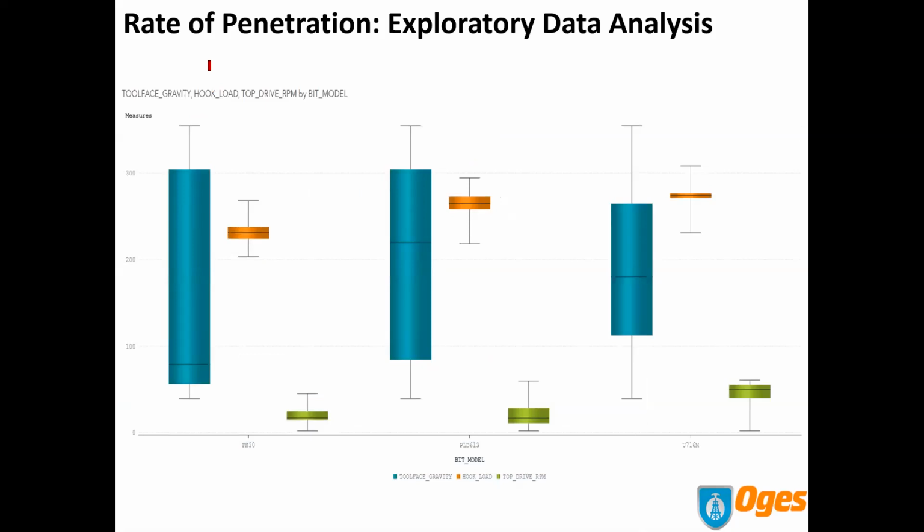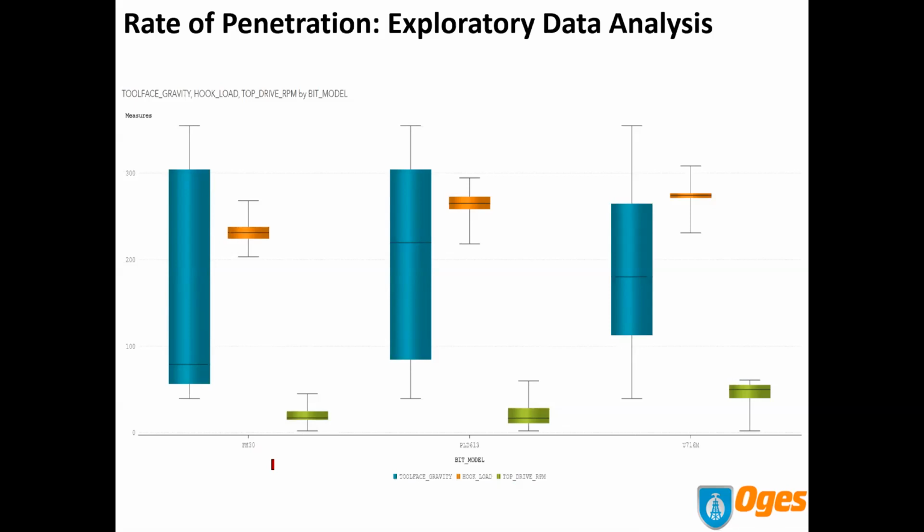Now, when we took the data from the previous slide, we were looking at some of the exploratory data analysis techniques, and I have one here that essentially is the box whiskers chart. Now, this is good for looking at outliers within the data. So here we're looking at the bit models along the x-axis, and some of the measures up on the y-axis. So we're looking at tool face gravity, hook load, top drive RPM, revolutions per minute. The abnormal data can influence the model very negatively and may restrict the model in its generalization.